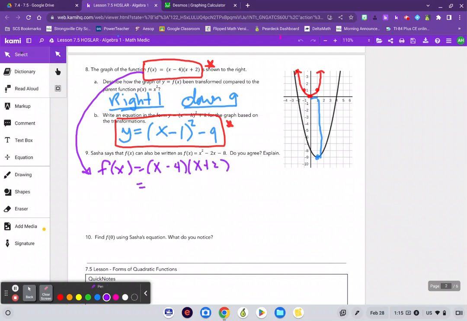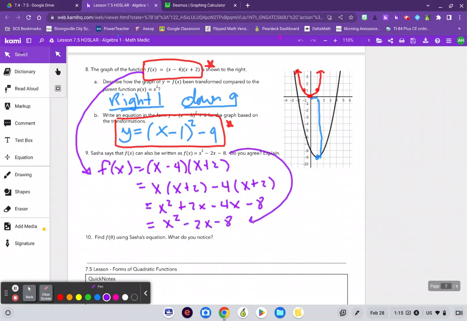And I'm going to multiply this out. I know how to do that now. So if I do my box method or my break apart method, I like the break apart method, where each term in the first group is going to be multiplied to each term in the second group. I end up with x squared plus 2x minus 4x minus 8. And so x squared minus 2x minus 8. Hey, that matches.